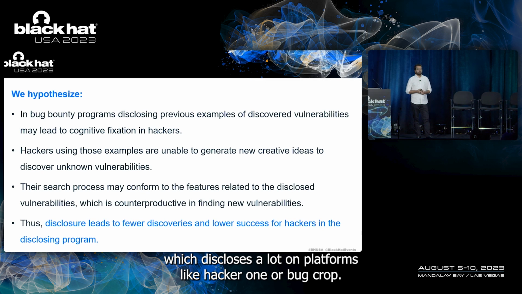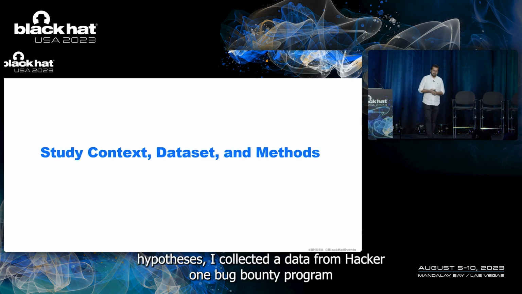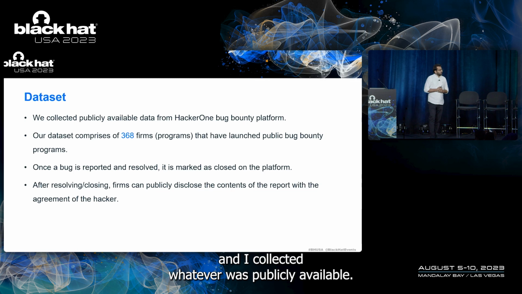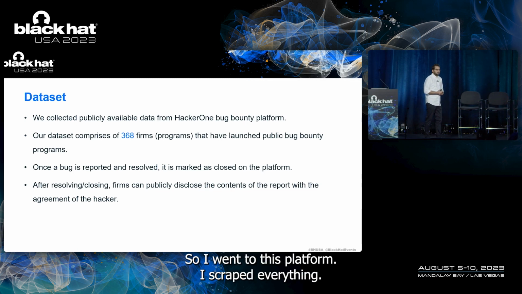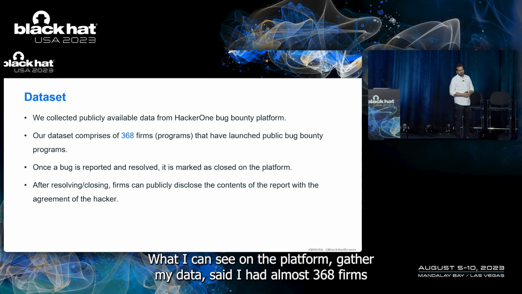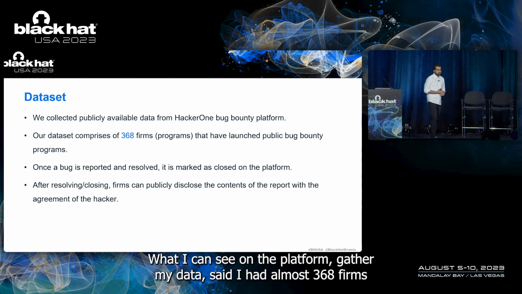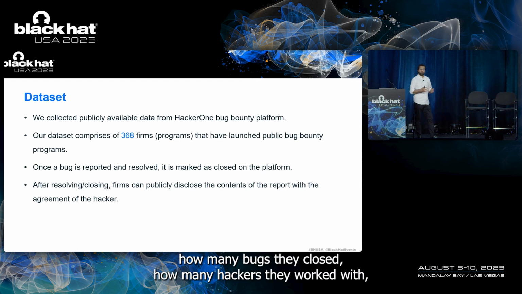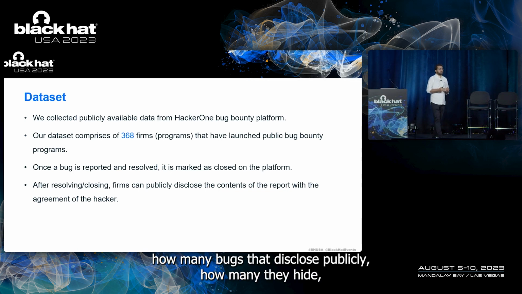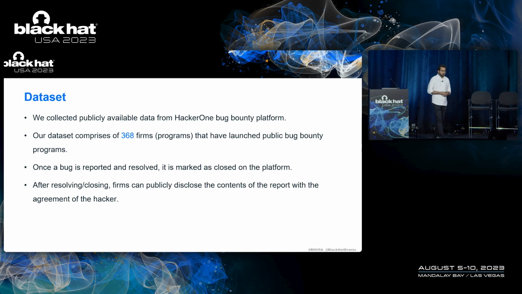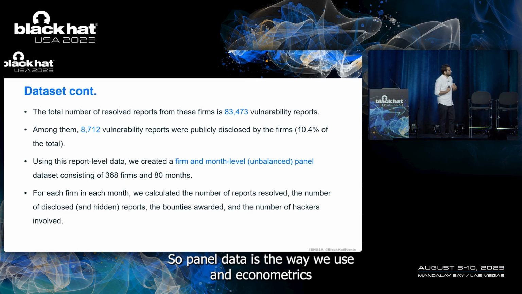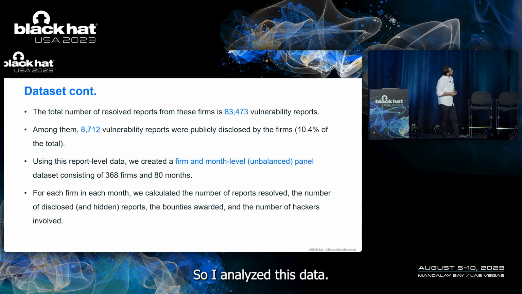To test these hypotheses, I collected data from HackerOne, bug bounty program, and I collected whatever was publicly available. So I went to this platform, I scraped everything I could see on the platform, and gathered my data set. I had almost 368 firms on the platform, and I saw their whole history: how many bugs they closed, how many hackers they worked with, how many bugs they disclosed publicly, how many they hid. And then I gathered the data and created panel data. Panel data is a method we use in econometrics to analyze the effect of something, a treatment effect. So I analyzed this data.